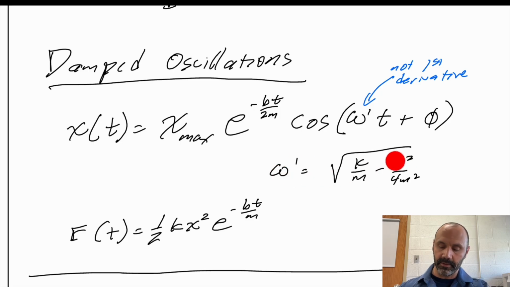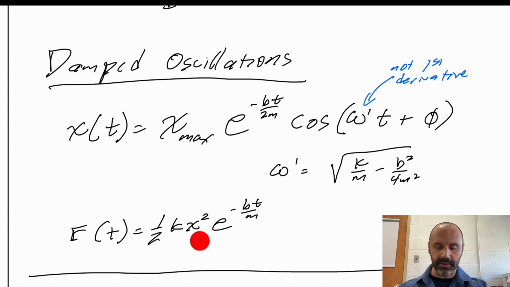It's not the first derivative. This is what it looks like: square root of k over m minus b squared over 4m squared. You're probably not going to have this memorized for the AP test, but it's good to know that this is a different expression that goes in there for that.